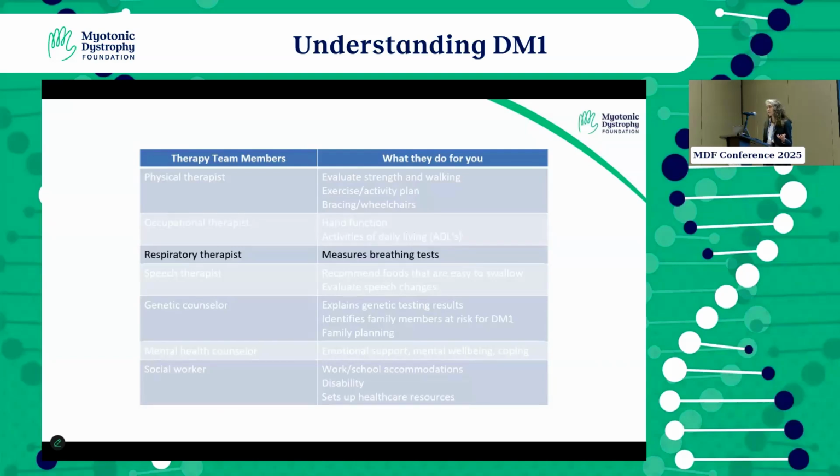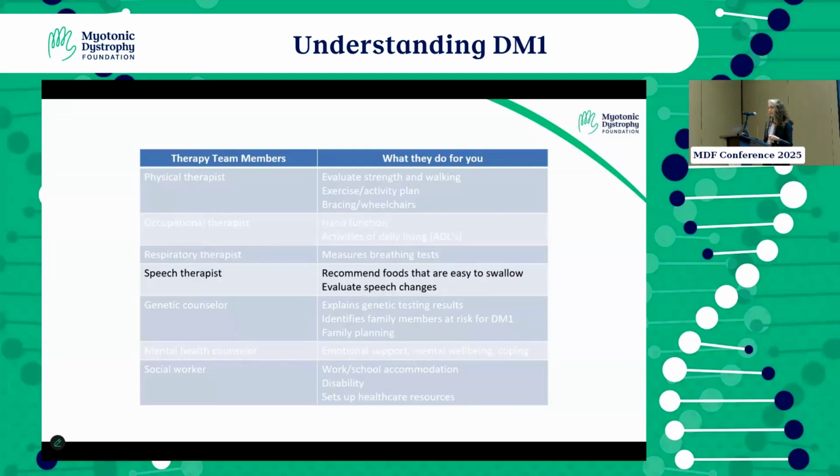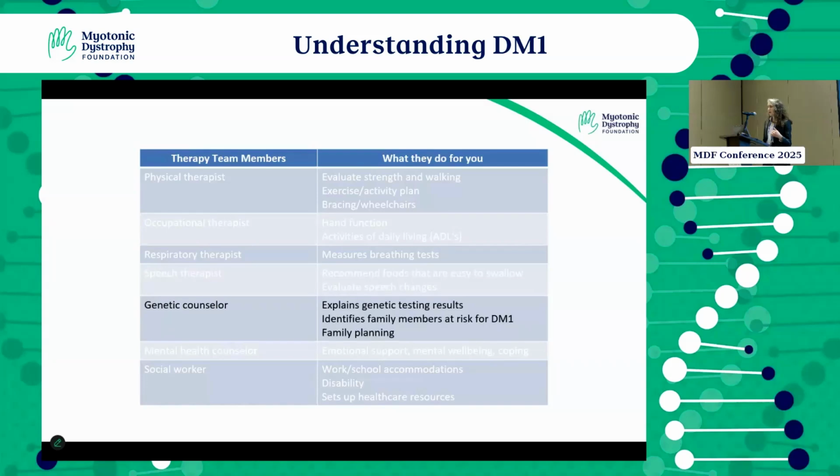Our respiratory therapists will measure people's breathing in clinic so we can see where they're at with that. And then a speech therapist who can recommend foods that are easy to swallow if people are having trouble swallowing. Sometimes people can have changes in their speech, and the speech therapist can assess that and make recommendations. Our genetic counselor can explain genetic testing results as well as identifying any family members who may be at risk for DM1, and family planning.